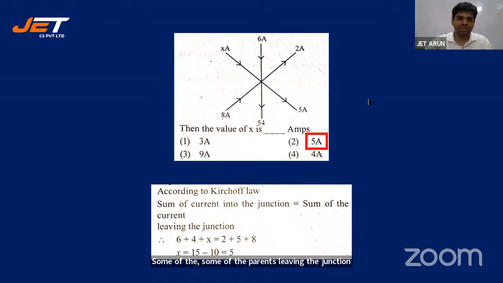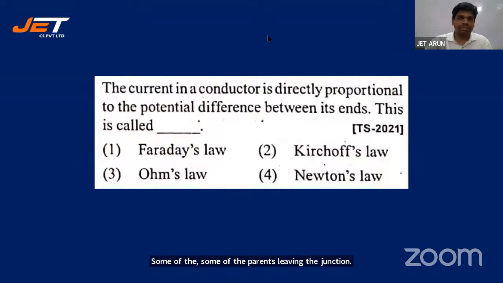Let's go for the next one, students. The current in a conductor is directly proportional to the potential difference between its ends. This is called, which law is it? Faraday's law, Kirchhoff's law, Ohm's law, Newton's law.